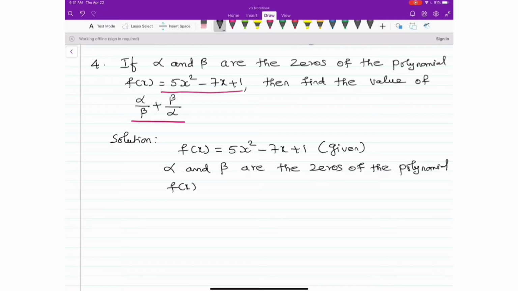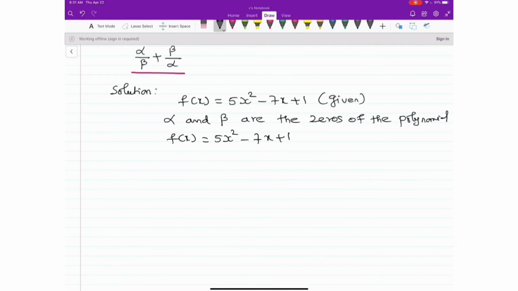f(x) = 5x² − 7x + 1. From here, what can you write? The sum of the zeros, alpha plus beta, is equal to −b/a. Here b is the coefficient of x, which is −7, and a is the coefficient of x², which is 5. So I can write −(−7)/5, which is equal to 7/5. Let me name this 1.